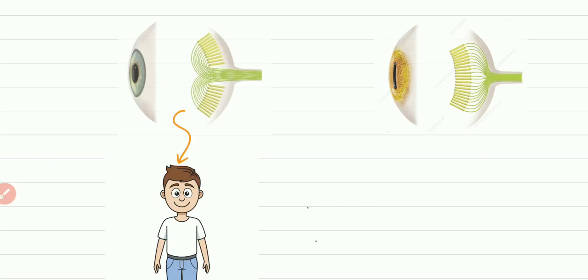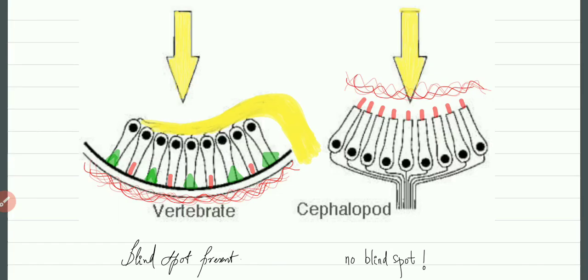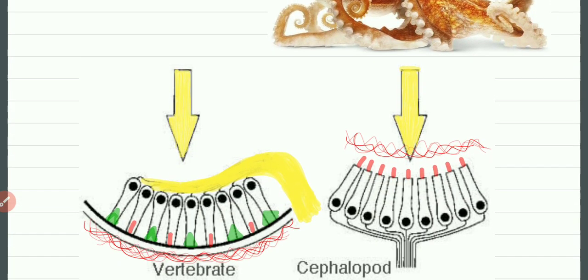Well, he did. He gave model A to the vertebrates and model B to the cephalopods, or the octopus class. We humans have blind spots. The cephalopods don't, because they have the nerve cell layer at the back.